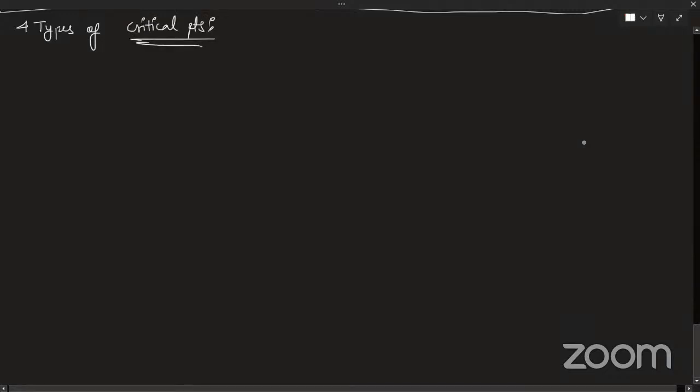Four types of critical points. Basically, it means there are 4 types possible where at any point the derivative is 0. Okay. मतलब अगर एक पॉइंट पे डेरिवेटिव 0 हो रहा है, so there are only 4 possibilities. See, what are the 4 possibilities?